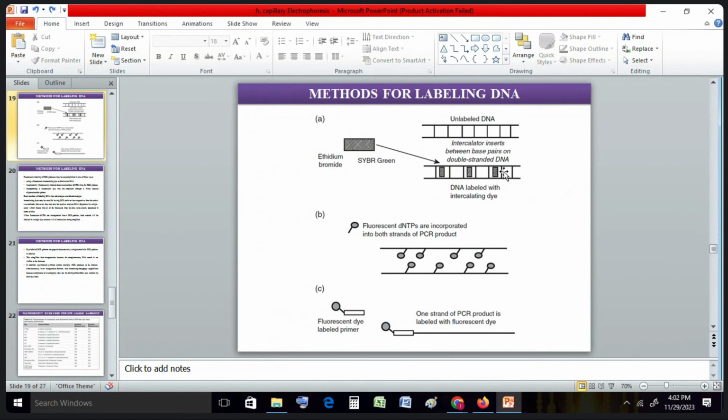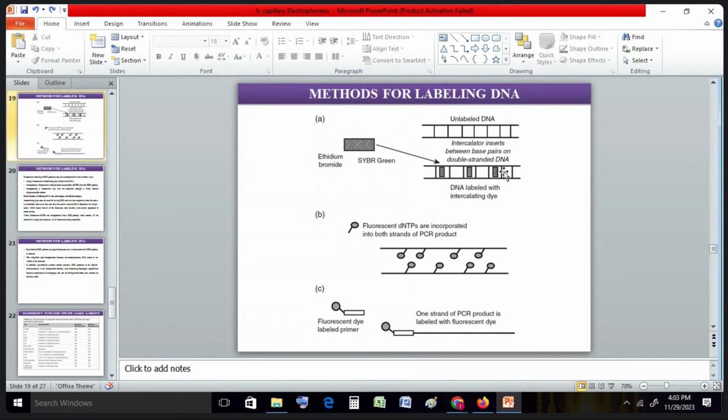This dye, when it remains free, will not give you any fluorescent labeling or any fluorescent reading, but when it is intercalating with the DNA, it is going to fluoresce, it is going to glow, and you are going to see the color. By looking at that color, you can label your DNA. That is the first protocol, and the cheapest protocol. But it is not DNA specific.